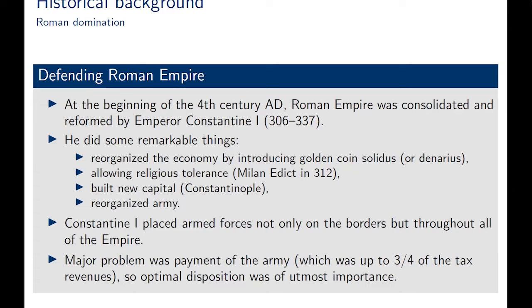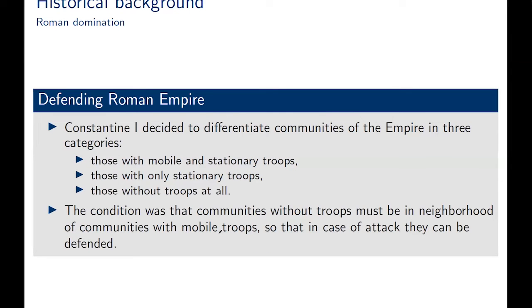And he also reorganized the army because the army took up to 75% of all the taxes of the Roman Empire. So in what way did he do this? First, he placed armed forces not only on the borders of his empire, but also throughout the whole country. And he decided to do this in such a way that every place in every bigger city, every place in his empire, he divided into one of three categories.